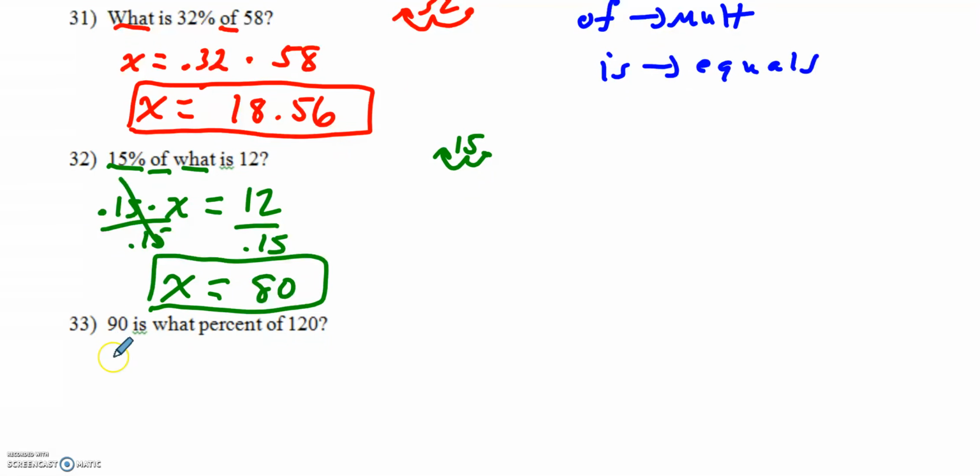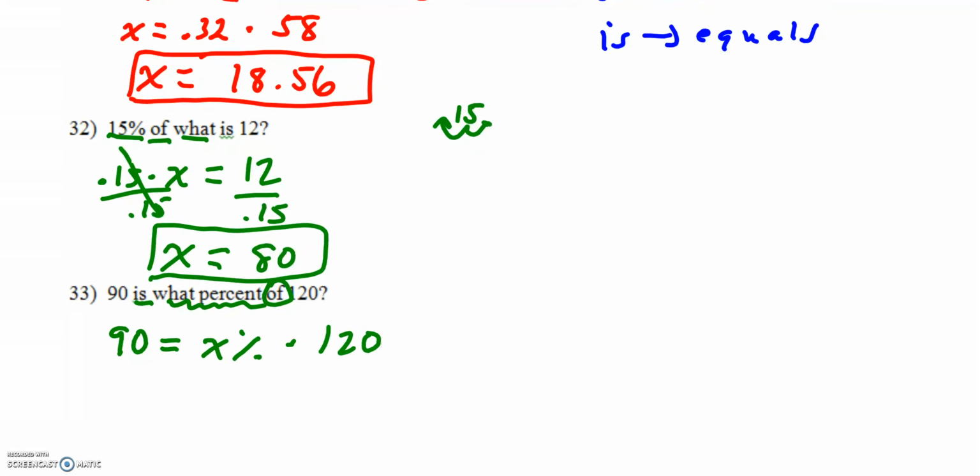Number 33, 90 equals what percent? So we don't know the percent this time, so I'm just going to write x percent so I don't forget to change it into a percent, of times 120. If I want to get my x alone, I need to get rid of this 120 by dividing both sides. So I'd have x percent equals 90 divided by 120. If I did this in my calculator, you would get 0.75.